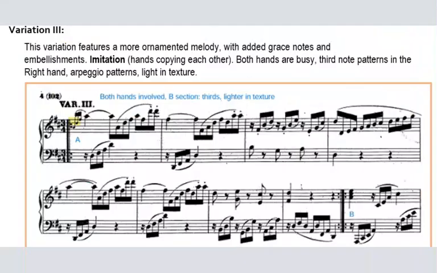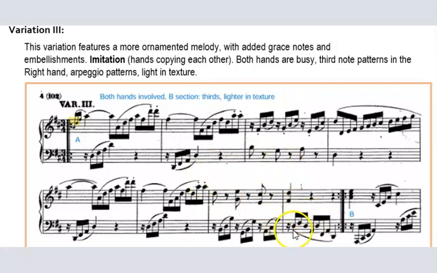In variation 3, both hands are involved. In the B section, we have thirds again. It's lighter in texture, but we have more of a communication between the two. We have a more ornamented melody with added grace notes, like there, embellishments. We see the difference between legato and staccato. We have the hands copying each other. We have imitation, and both hands are busy. And the 3rd note patterns in the right hand, arpeggio patterns in the left hand especially, and light in texture.